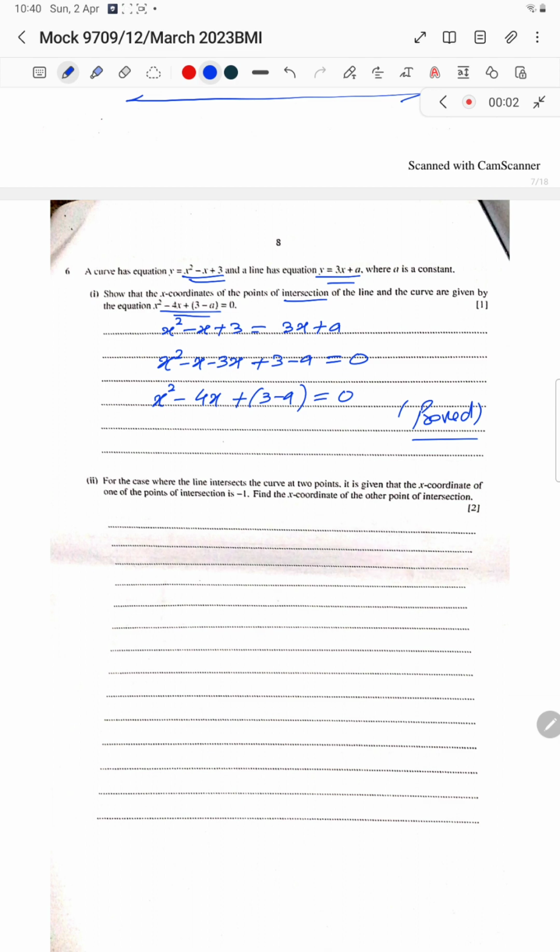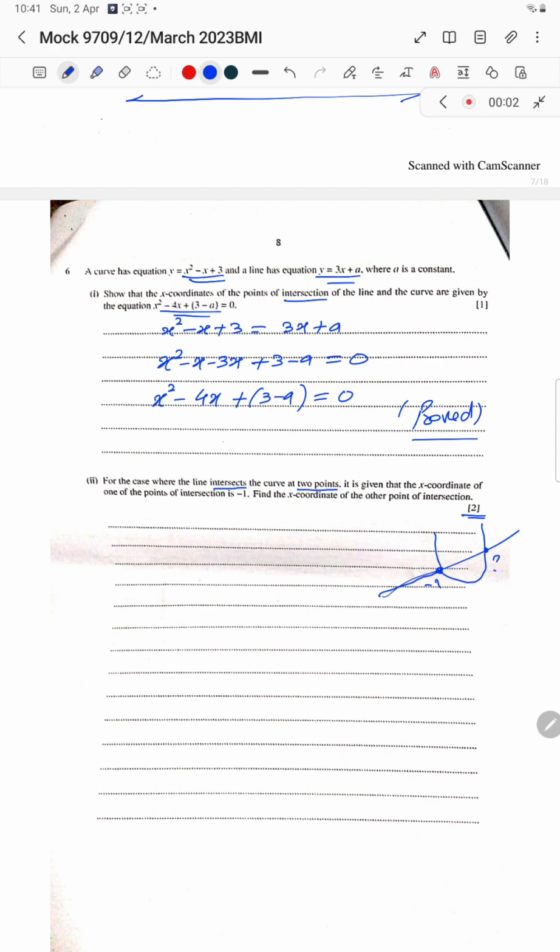I hope it's clear. Now for the next case, part 2 of the same question 6, it is a 2 mark question. Now for the case where the line intersects the curve at 2 points, if you have a curve, where the line intersects at 2 points, it is given that the x coordinate of one of the points is -1. So the x coordinate is already -1 here, and we are looking for the x coordinate of the other point, right?